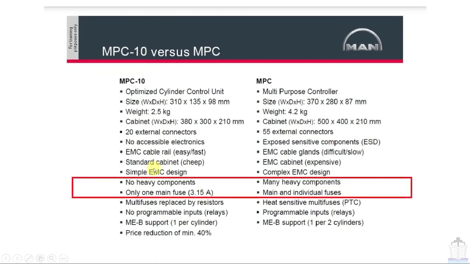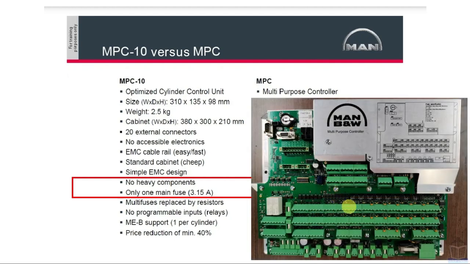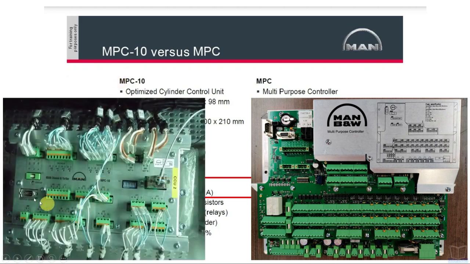In MPC 10 there are no heavy components. In MPCs there are many heavy components, like you will find a lot of relays and a heavy CPU. It has only one main fuse, that is 3.15 ampere, and it has a total of 14 fuses. Now I am going to give an example. So here you can see that this is MPC and there are so many fuses installed in the MPC, whereas in the MPC 10 you will find only one fuse installed.